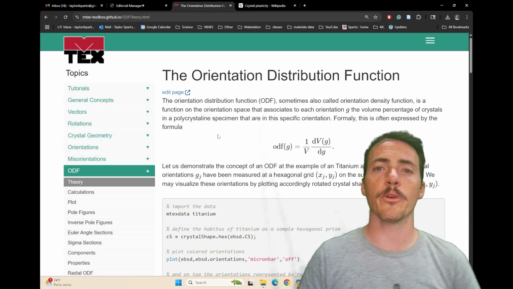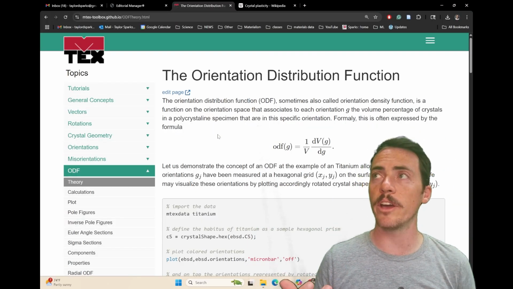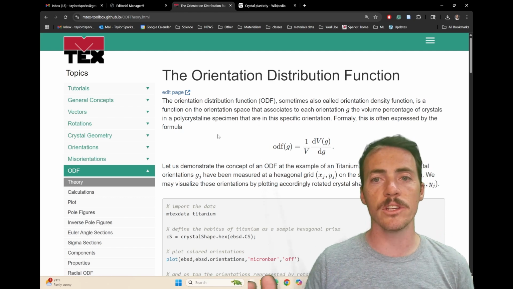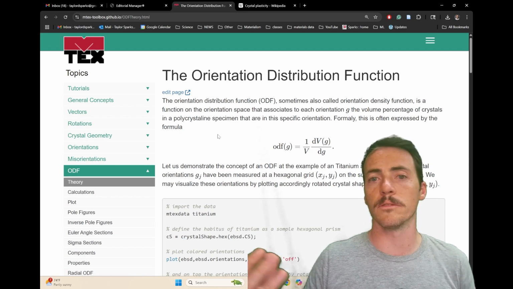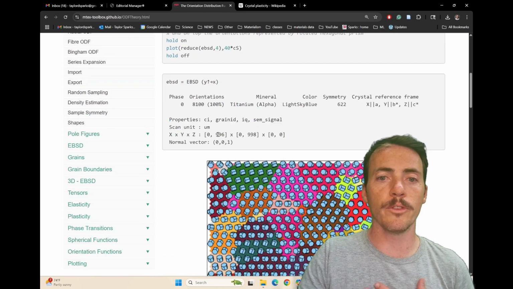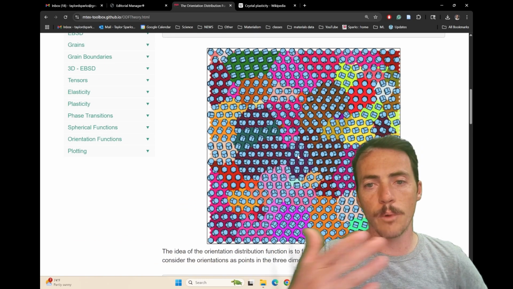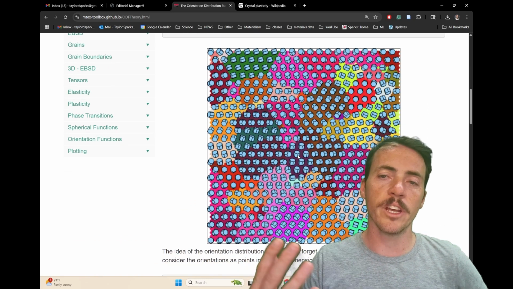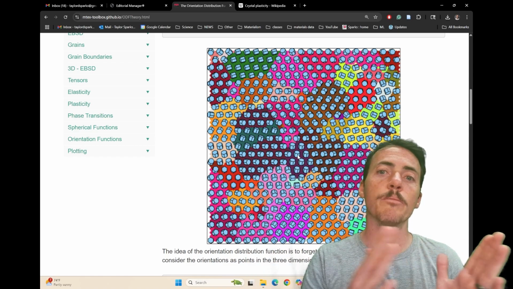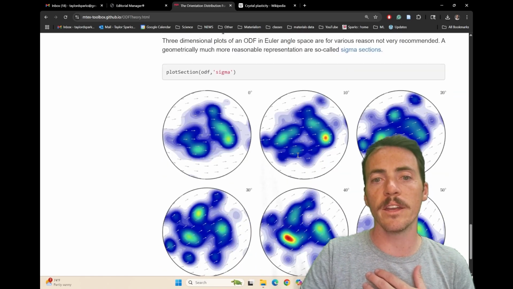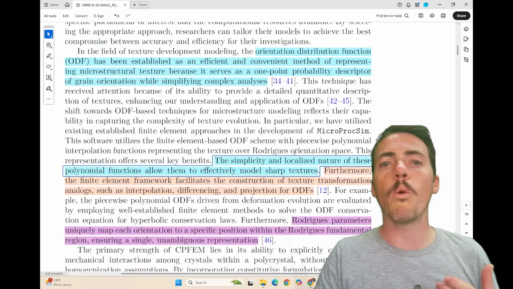If you're not familiar with that, the orientation distribution function is essentially a way of calculating the fraction of different orientations occupied in your crystal structure. For example, if you were to consider that your crystal structure has these representations of the different orientations available, we want to capture the distribution of these different orientations, and we do that in these ODFs. Why do they like that?